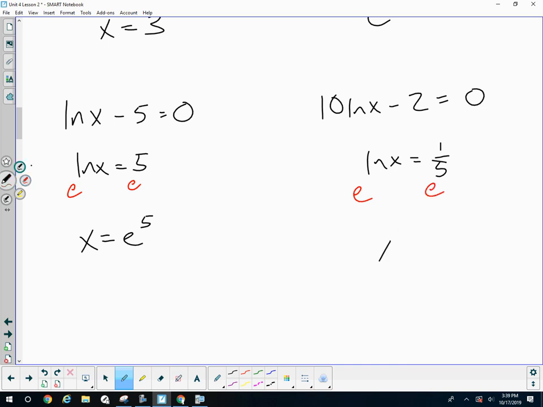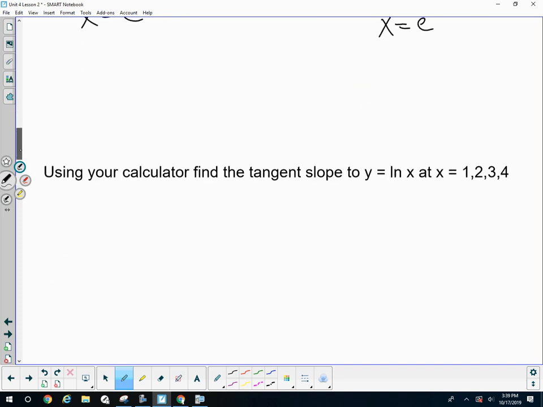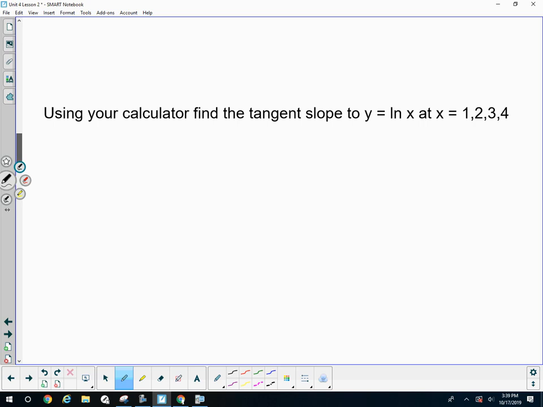Okay, so be prepared to solve equations with logs in them. Now, that's all pre-calculus stuff, the stuff we just did. That was a review. Now let's get into some calculus stuff. Let's find the tangent slope generator for the log function.